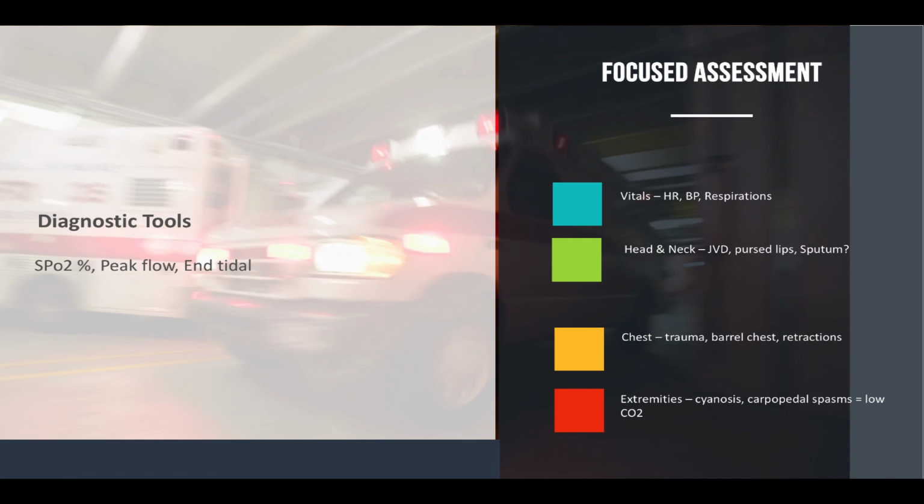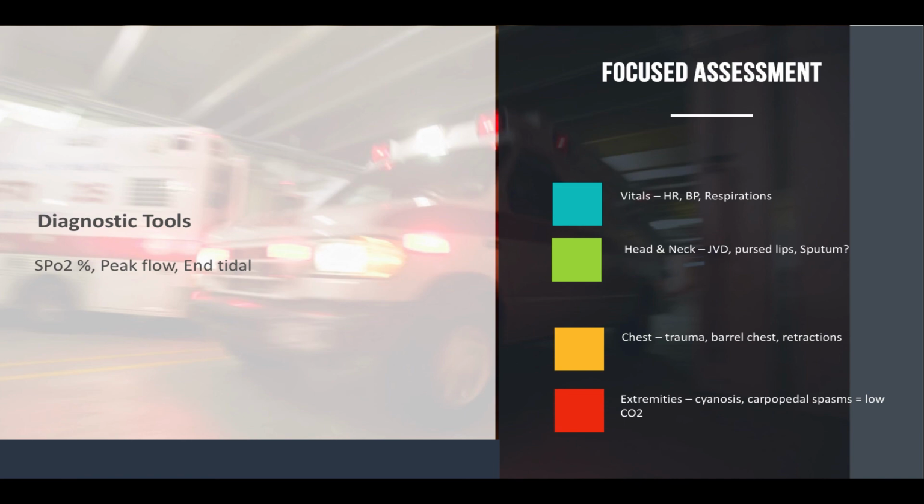Their extremities can be a clue as well that there is something going on. Are they cyanotic in their extremities? Or they're having something called carpopedal spasms, where they're breathing too fast and they get low CO2 levels.